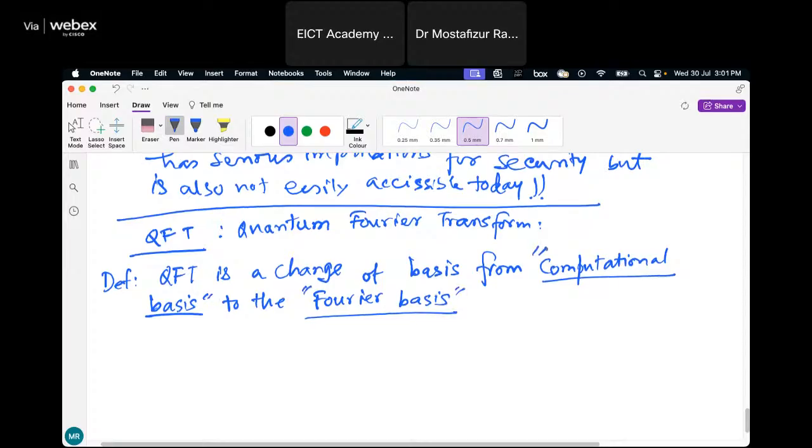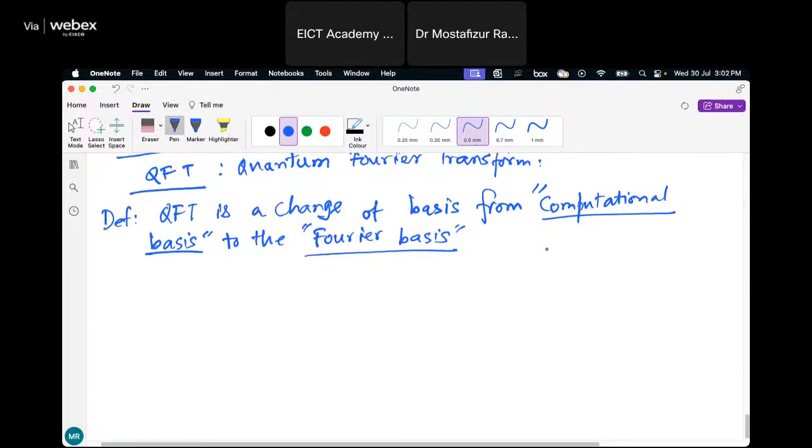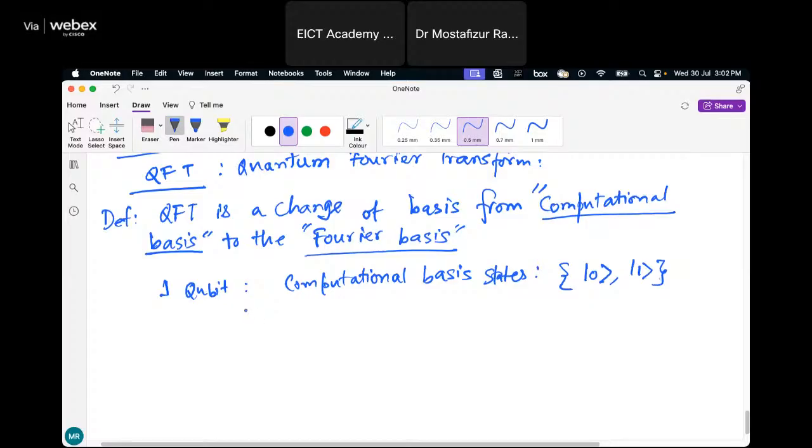So this basis is important, how you basically represent your information. For example, in the 1 qubit case, the computational basis states, the basis state vectors, are ket 0 and ket 1, right? And for the Fourier basis for 1 qubit, the basis states are the plus state and the minus state.